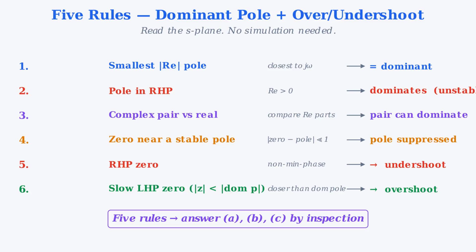Rule 5. The over and undershoot rules. A zero in the right half plane forces the step response to dip below zero before climbing. That is undershoot. A zero in the left half plane that is closer to the imaginary axis than the dominant pole amplifies the transient and produces overshoot. 5 rules, 4 transfer functions. Now read each one in turn.